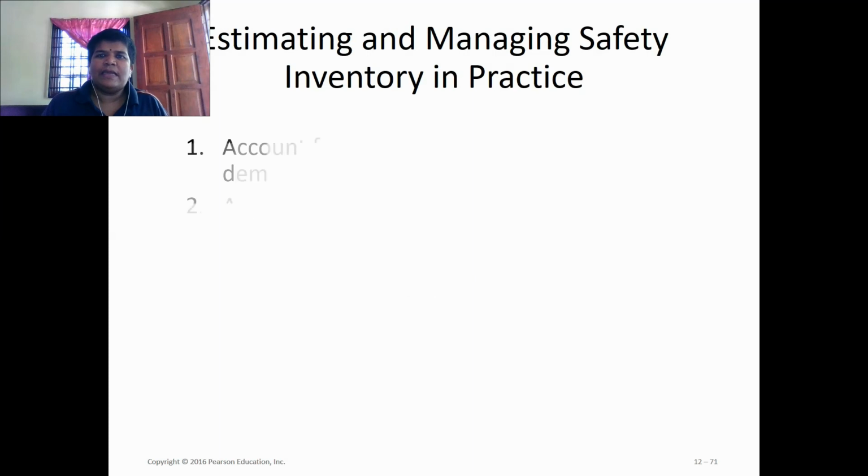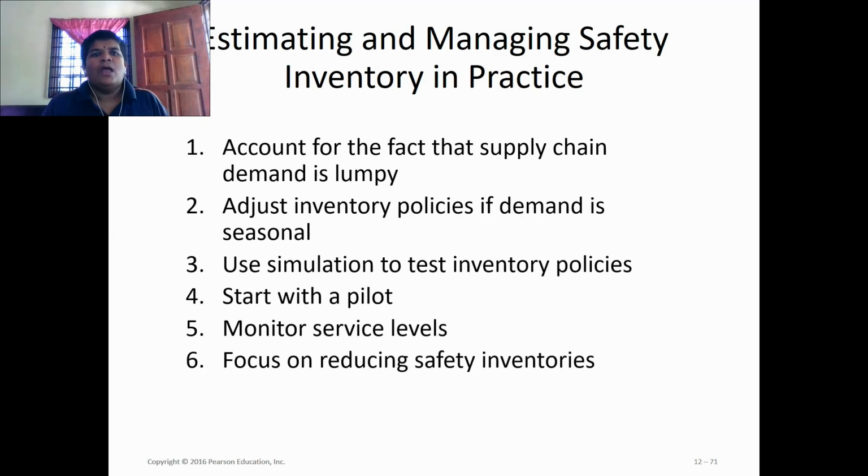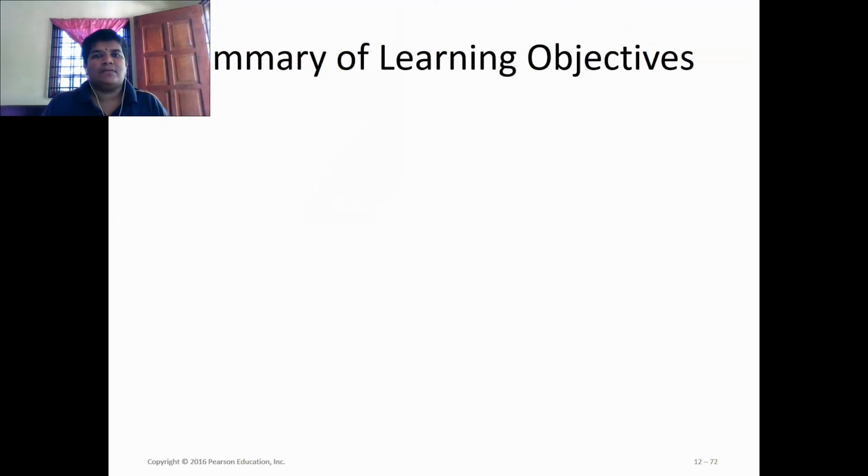So estimating and managing safety inventory must account for the fact that supply chain demand is lumpy. Adjust inventory policy if demand is seasonal. Use simulation to test inventory policies. Start with a pilot. Monitor service levels and focus on reducing safety inventory.